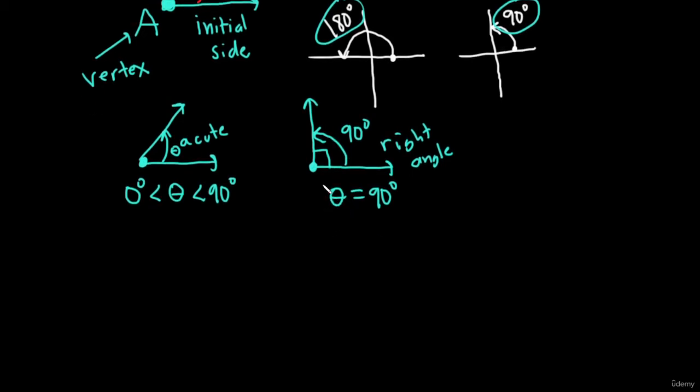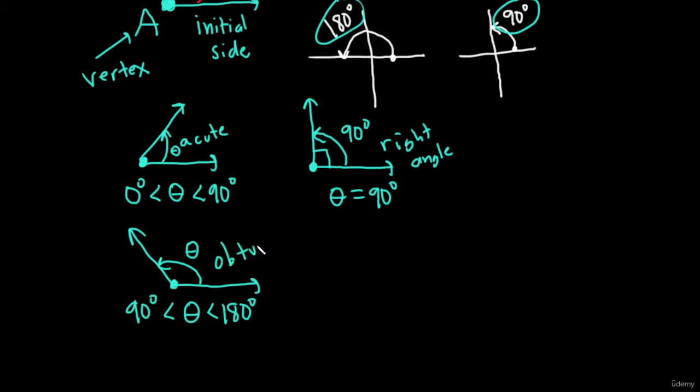And we have some more fun ones. This is my favorite one. It's got a funny name. So here's the terminal side. Here's the initial side. This is called the vertex, just a quick refresher. And then here's our angle theta. So in this case, theta is between 90 degrees and 180 degrees. In this case, theta has a special name. It's called an obtuse angle. Funny name, right? Obtuse angle.